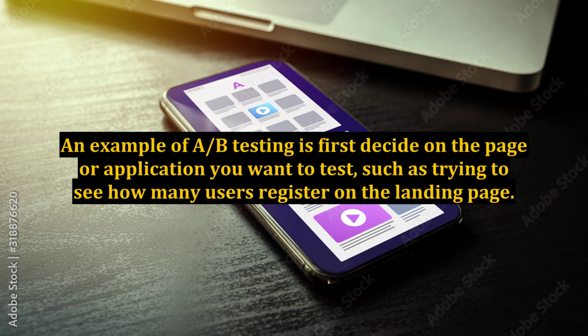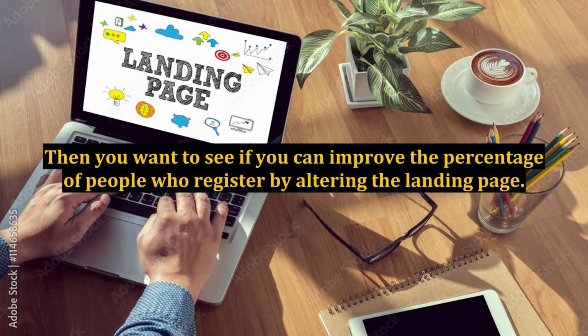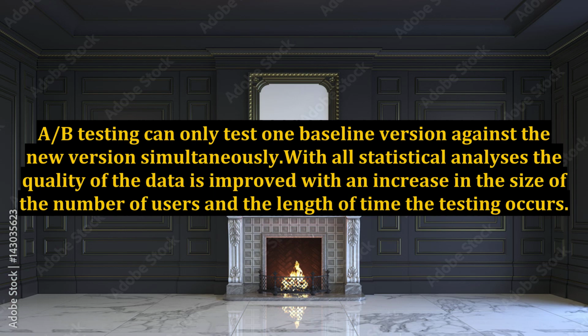An example of A/B testing is first to decide on the page or application you want to test, such as trying to see how many users register on the landing page. Then you want to see if you can improve the percentage of people who register by altering the landing page. A/B testing can only test one baseline version against the new version simultaneously.